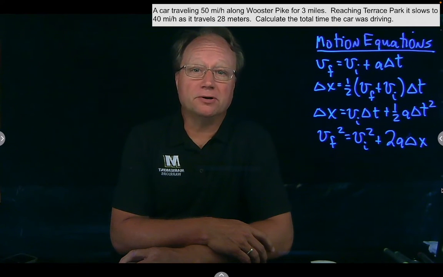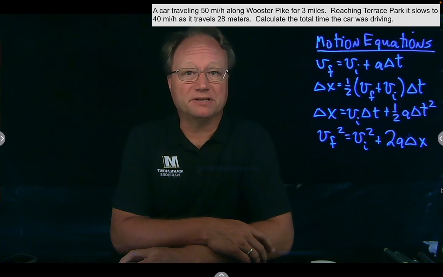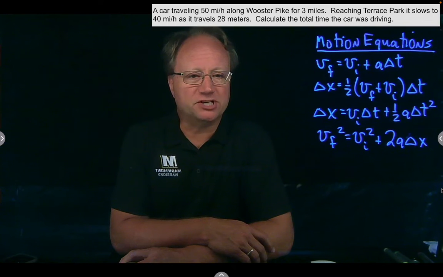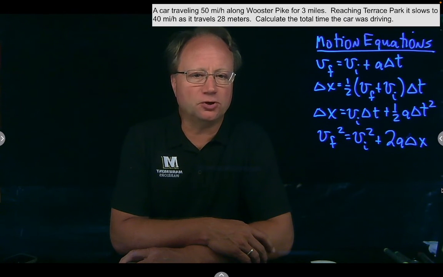All right, it's time to ponder a little bit more complex application of the motion equations, still dealing with instantaneous values. So our situation is we have a car that's traveling 50 miles an hour along Wooster Pike for 3 miles. Reaching Terrace Park, it slows to 40 miles per hour as it travels 28 meters. We want to calculate the total time that the car is driving.